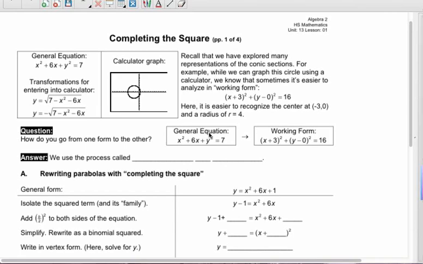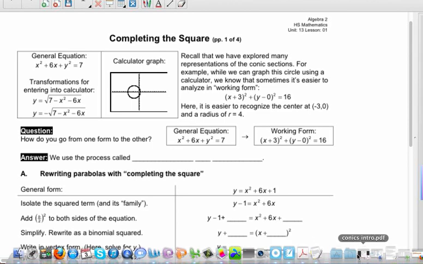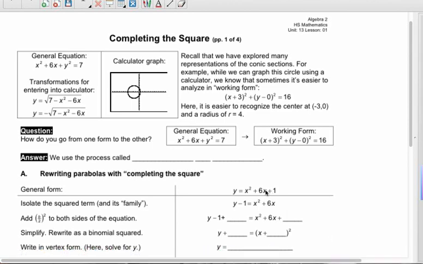Okay, this is completing the square. Before we start on this, I want you to pull in a sheet of paper. Well, before we start, let's take a look at what we've got. Oftentimes we see equations which look like this.